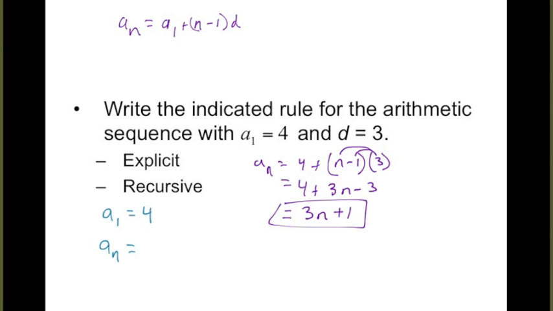So a sub n, from here on out, an arithmetic sequence is doing what each time? Added by the same thing. Adding. An arithmetic rule, we're going to take the last answer and add something to it throughout. So how do we say last answer? A sub n minus 1. And we want to add to that what? What are we adding as we move through the sequence?